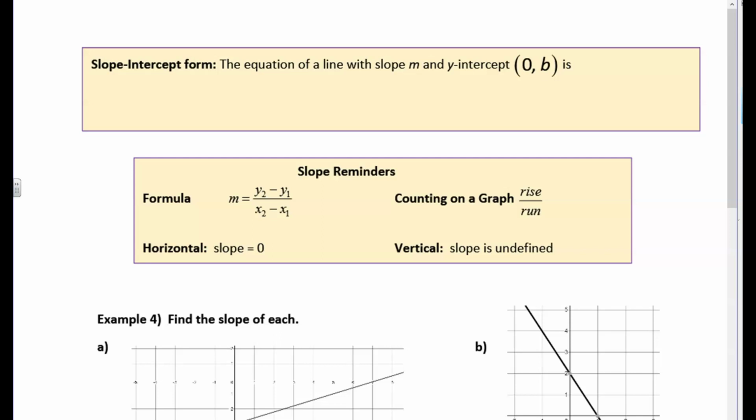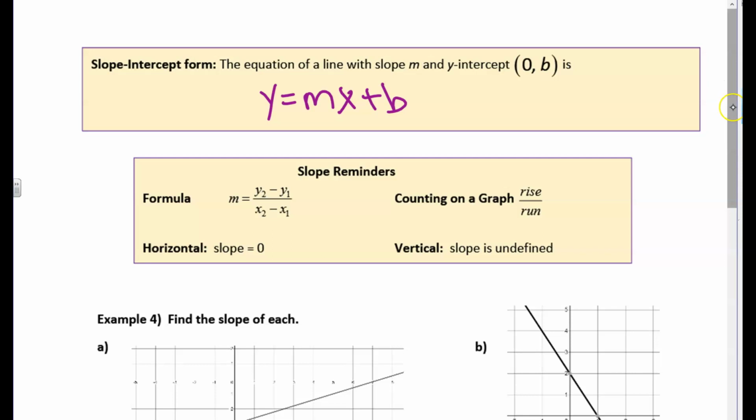So next we have slope-intercept form. A slope-intercept form of the equation of a line, where my slope is m and my y-intercept is (0, b), is your favorite: y equals mx plus b. This is definitely the form of the equation that we are most used to seeing.